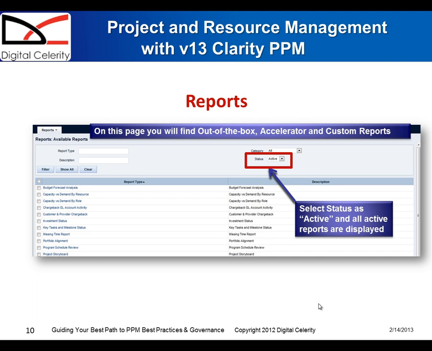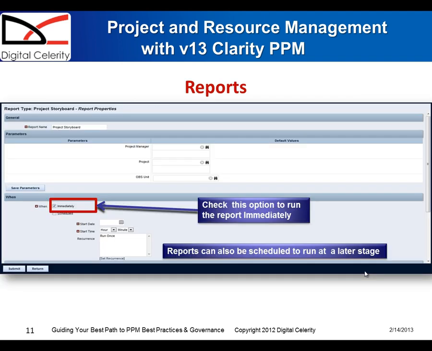To access the reports, you go to the reports page, and on this page you'll display out-of-the-box, Accelerator, and some custom reports if you build custom reports. If you select active, you'll display all the reports that are active inside of Clarity. And then you would actually check the option to run the report immediately. You can set certain parameters for the report on this page. And then also you can schedule the report to run at a later stage.